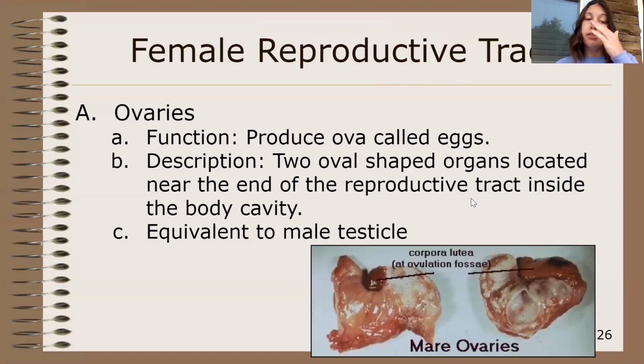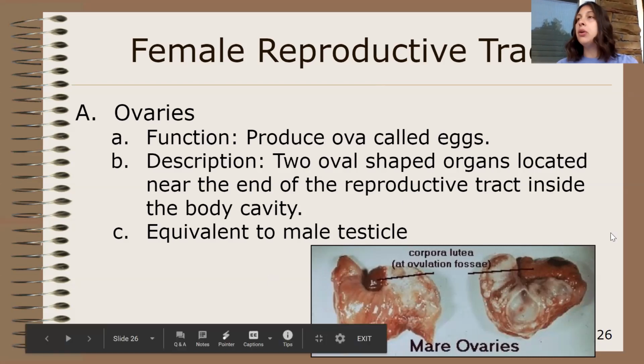So ovaries first and foremost. The ovaries' job, their function, is to produce ova or eggs. Ova and eggs mean the same exact thing, and this is where we get the name for ovaries. They produce the eggs. They produce the ova. Female animals have 2. Humans, dogs, cats, pigs, cows, all have 2 ovaries. The ovaries are kind of oval shaped. They're not completely circular, but they're kind of oval.